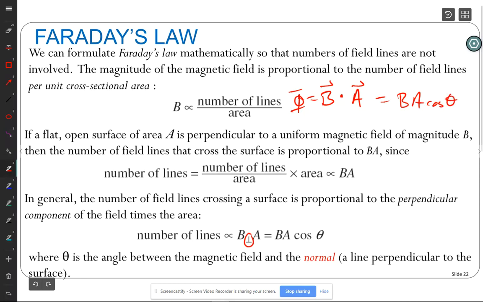So that's how we actually calculate the flux. The magnetic field times the area times cosine of the angle between the normal to the surface and the magnetic field.